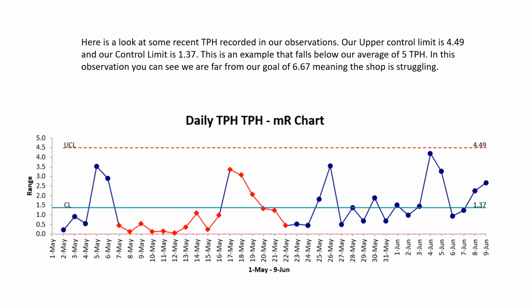So here's a look at some recent TPH recorded in our observations. Our upper control limit is 4.49, which is kind of low, and our lower control limit is at 1.37. This is an example that falls below our average of 5 TPH. And in this observation, you can see we're far from our goal of 6.67, meaning the shop is struggling.